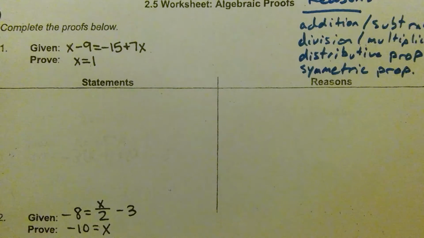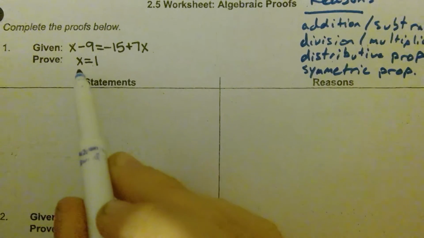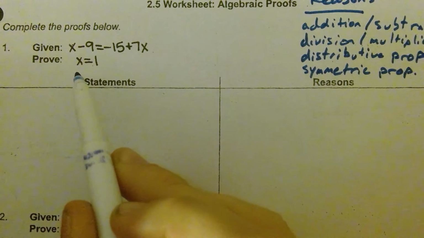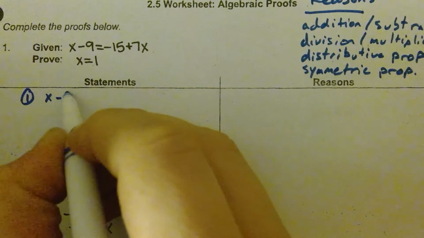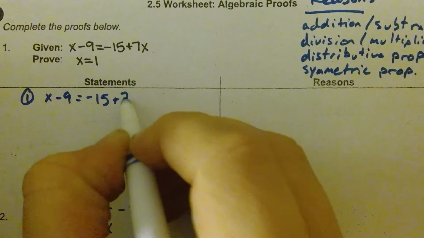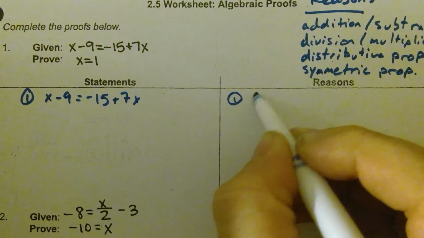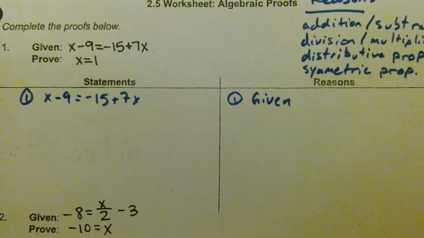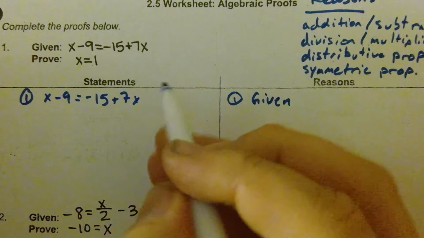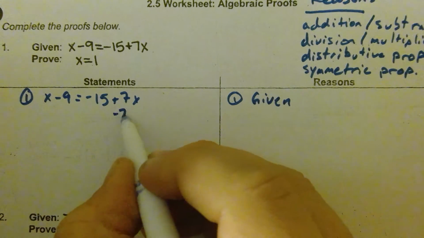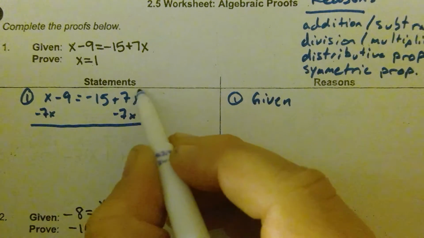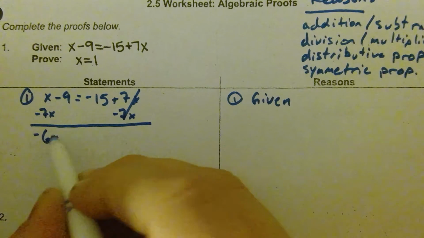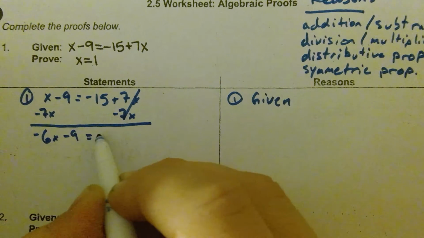So let's start with number 1 here. When we are trying to get our proof here, x by itself is our ultimate goal. We always have to start with our given. We saw that in our geometric proofs and in our algebraic proofs earlier, and we're going to continue to see this in any proof we do. Since x is on the left side, I'm going to move my x's onto the left side first. So minus 7x, minus 7x. Then I have negative 6x minus 9 equals negative 15.